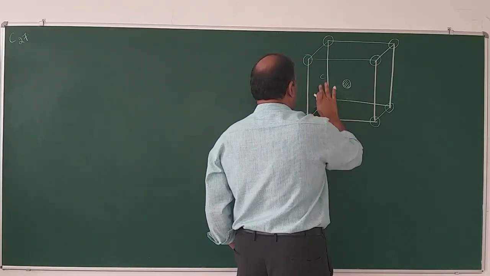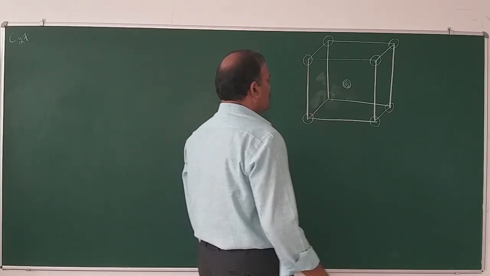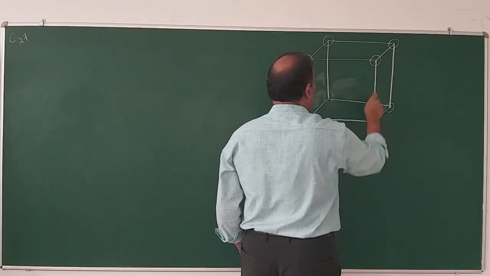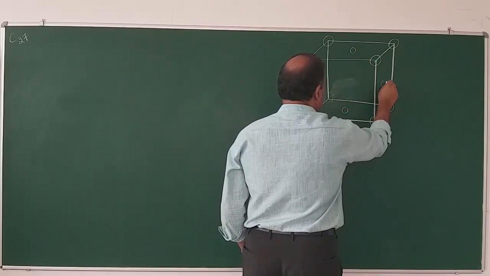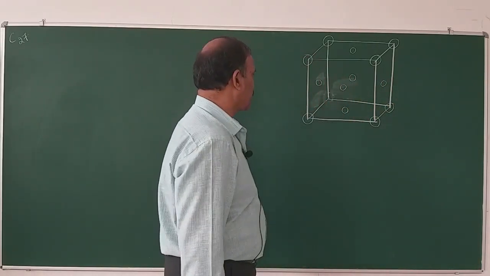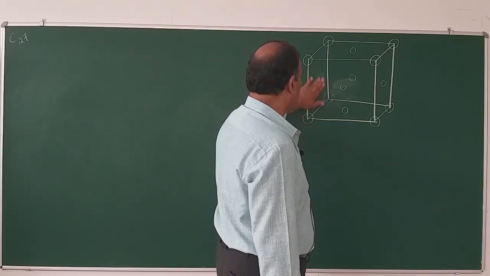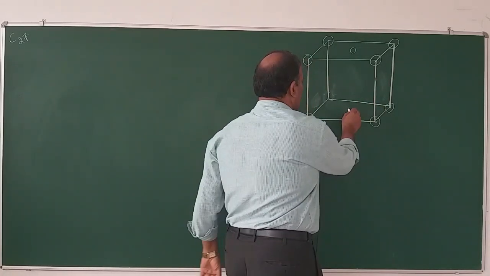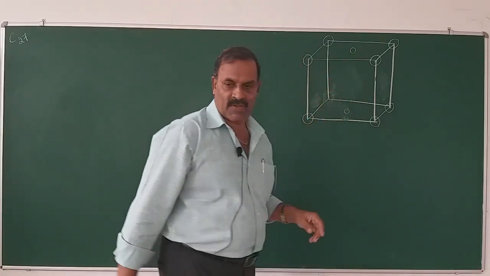What is the second type of non-primitive unit cell? The second type is face centered unit cell. In face centered unit cell, points are present not only at the corners but also at the center of 6 faces. Another type is end centered unit cell. In end centered unit cells, points are present not only at the corners but also at the end faces. These are the end faces, so at the center of the end faces.